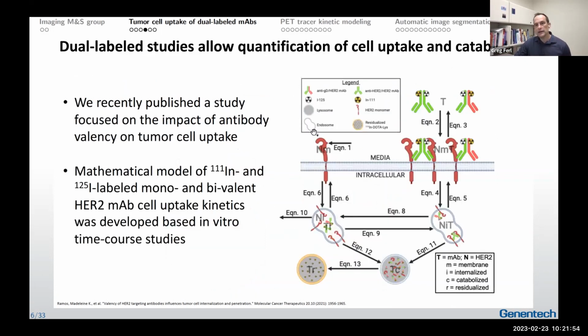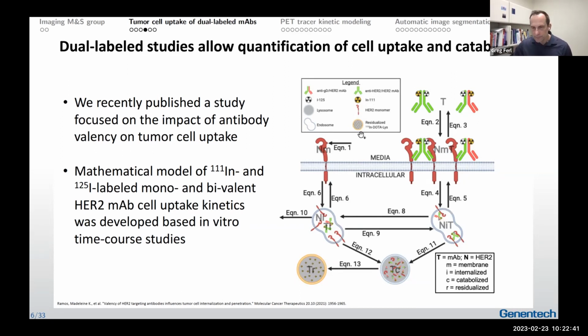So this can be modeled. And so this is a high level schematic on the right of the compartmental model that we developed to describe this data. So again, as I mentioned, maybe a little hard to read, but we have both the monovalent, where one arm is anti-HER2 and the other is anti-GD, which binds to nothing. And the other antibody is bivalent for HER2. And we have both of these antibodies labeled with either I-125 or indium-111. Everything is put into the plate simultaneously. And then we can generate a time course of the I-125 and indium-111 signal over 3 days, say, in this in vitro system.